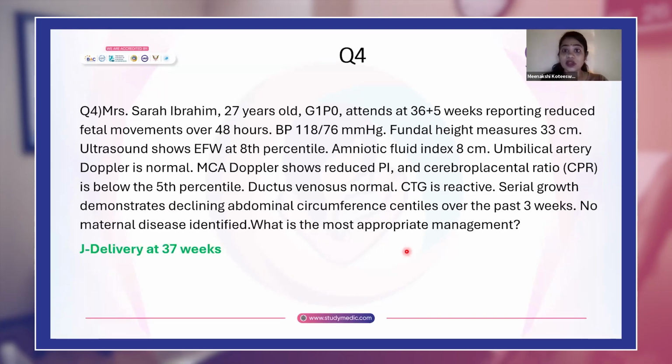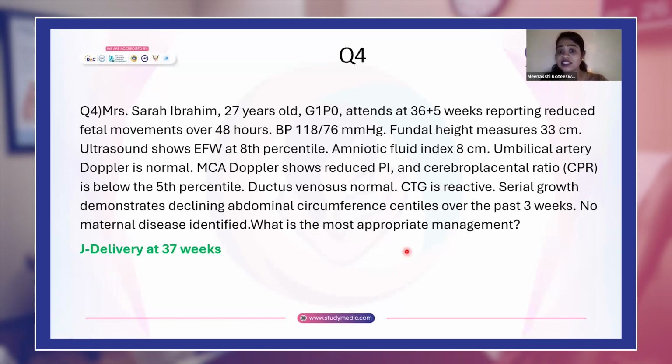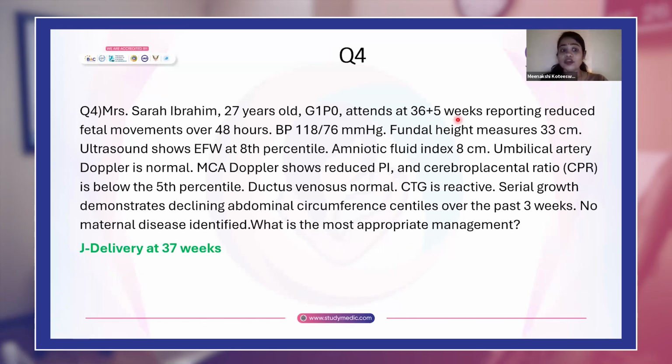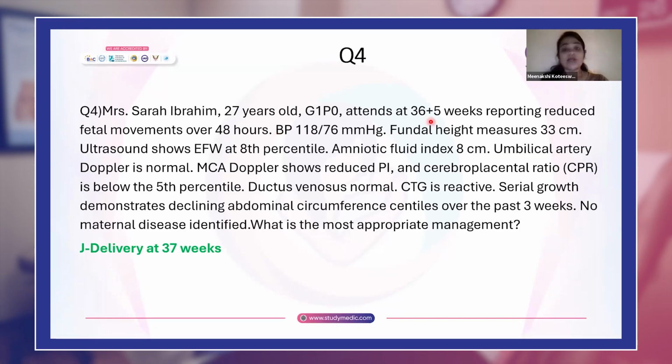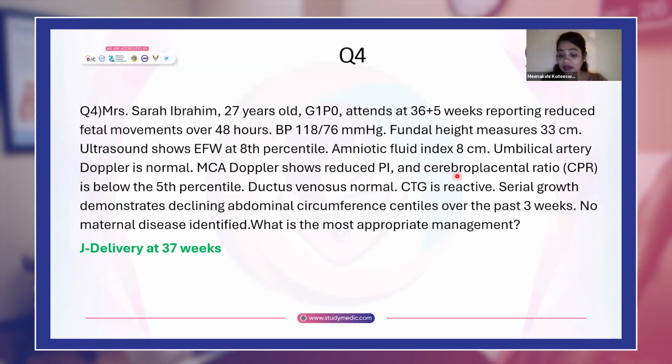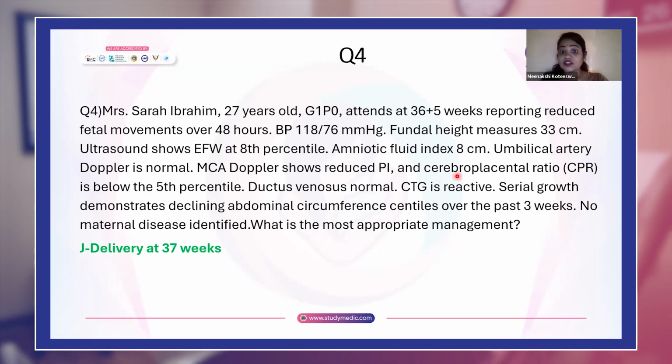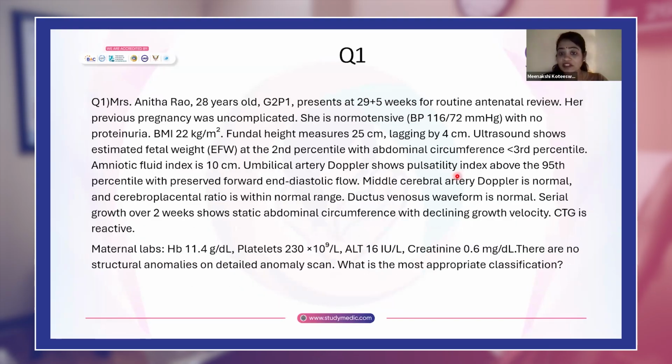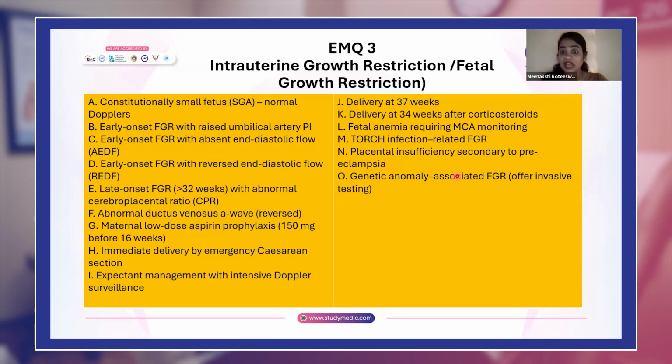If you look into this particular scenario, now she is at 36 weeks, 5 days. All you can know is that the CPR is less than 5th centile, and that's definitely a fetal growth restricted baby. But her blood pressure, observation, CTG, everything is normal. But it's a fetal growth restricted baby with CPR being less than 5th centile. So therefore, based on the options which are given to you, you will have to be delivering at 37 weeks.